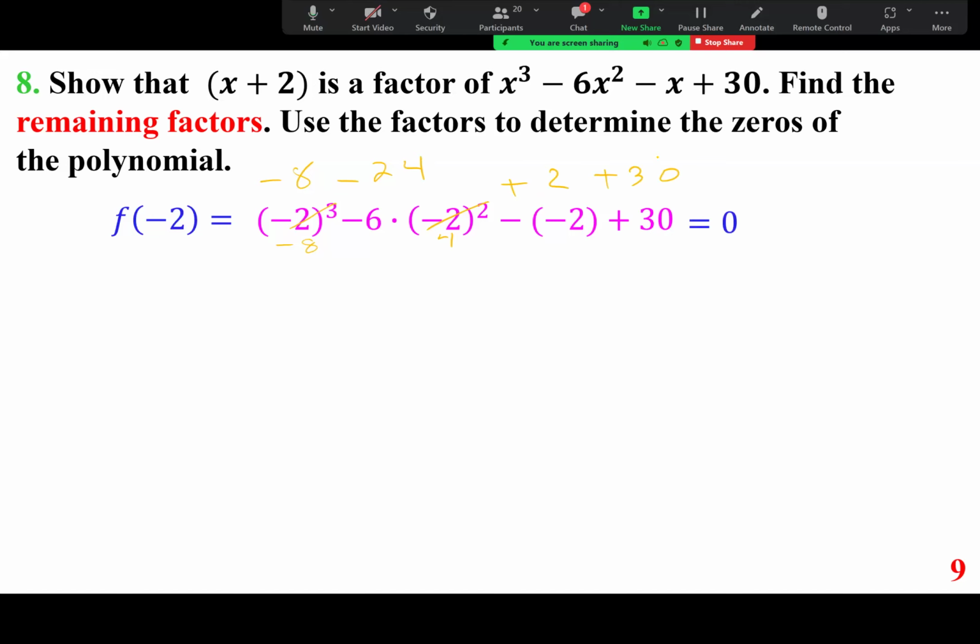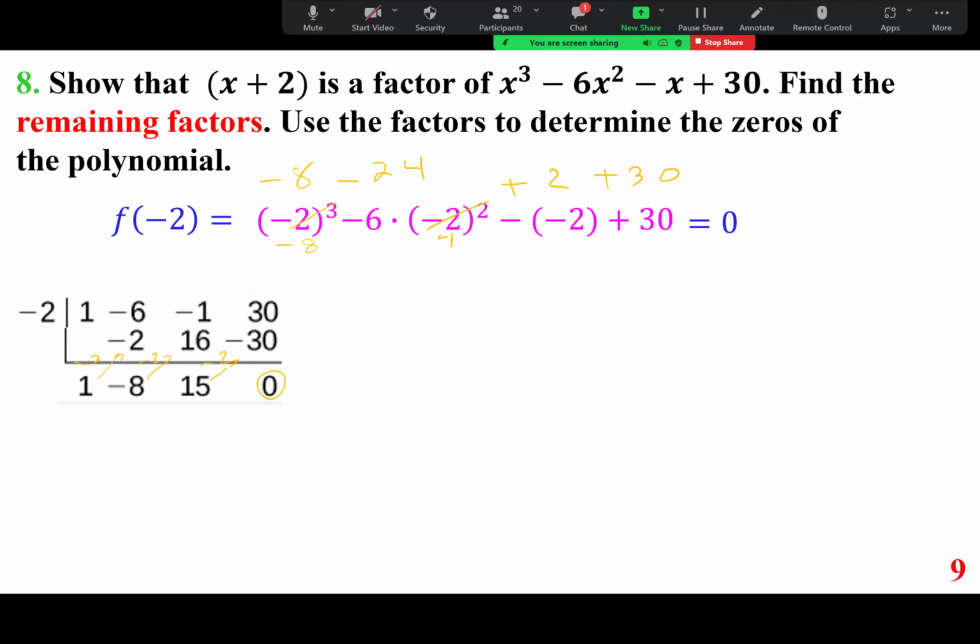If you want to go with the synthetic division, you put these numbers 1, -6, minus 1, and 30, and then for x plus 2, you put a -2, and you do the rest. You know, drop the 1, then you multiply by -2. Same thing here, same thing here, and this proves that.